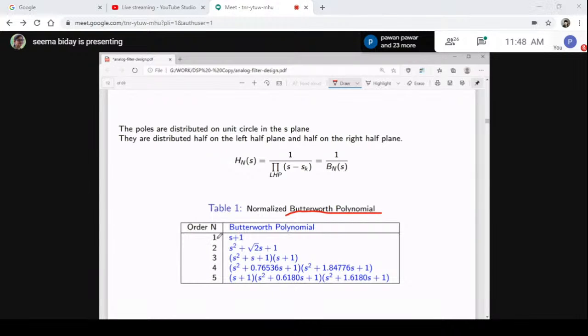The Butterworth polynomial for order 1 is S plus 1, so H is 1 divided by S plus 1. For order 2, it is 1 divided by S square plus root 2 S plus 1. At least up to 3 you should know. And keep in mind that in all the cases, omega C is 1. That is why the word normalized is important.